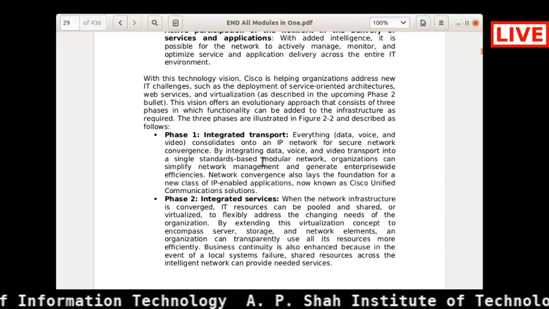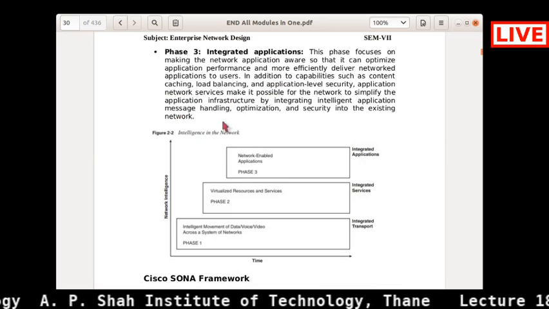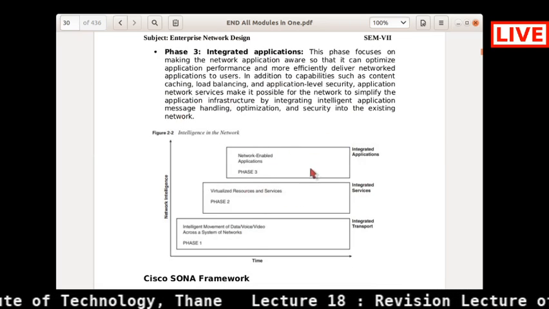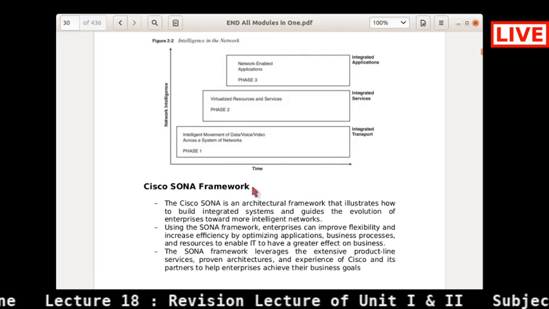Then for each and every phase, the integrated transport services, how the intelligence can be integrated into the network. So what the different phases are, a question can be formed on this also.